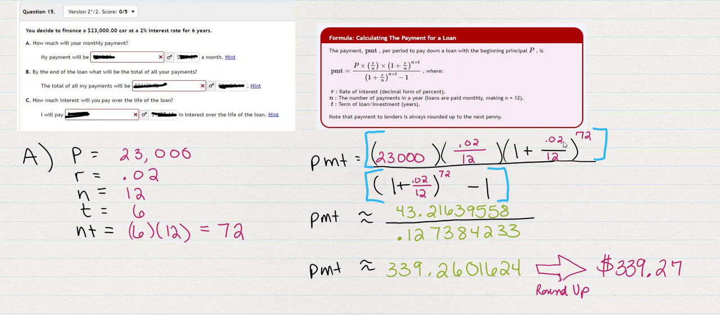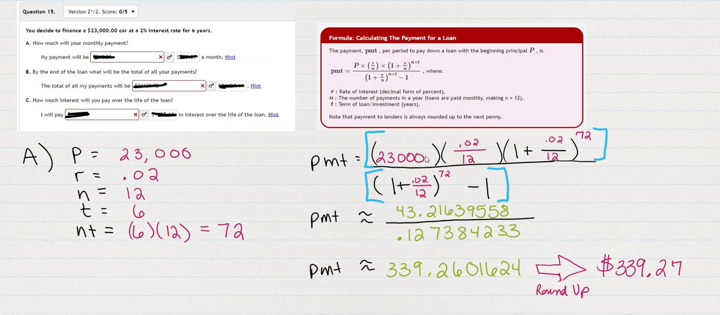So I did 2 100, so 0.02 divided by 12. And then I added 1 to it. And then I asked the calculator to give me an answer, and I raised that answer to 72. And then I multiplied that by 0.02 divided by 12. And then I multiplied that by 23,000.